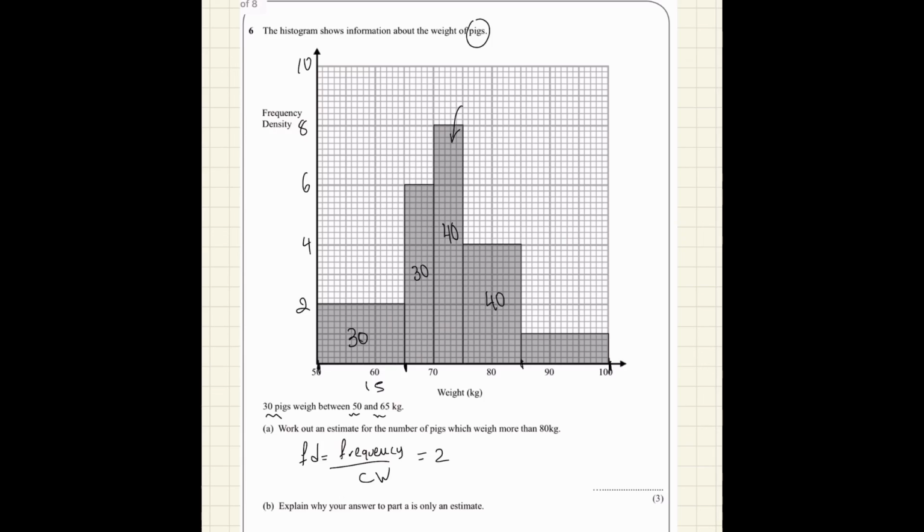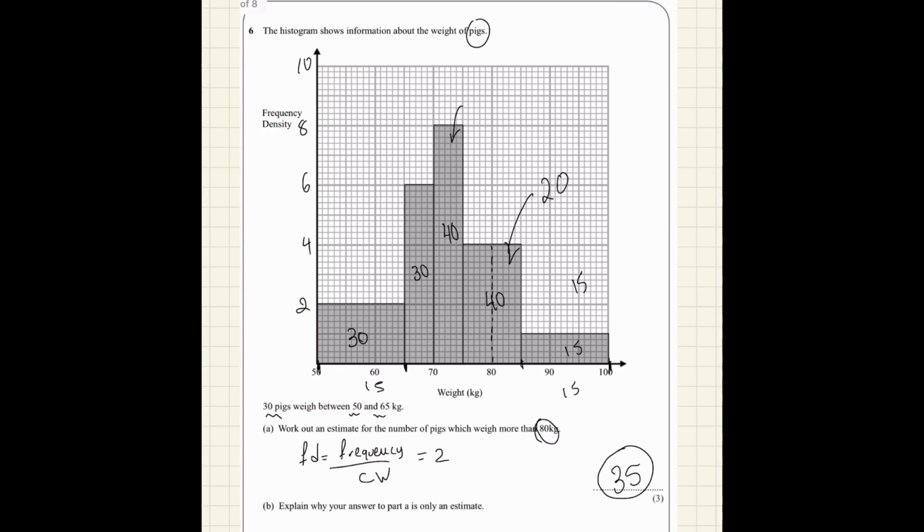And 15 times 1, so that is 15 pigs. Work out an estimate for the number of pigs which weigh more than 80 kg. So more than 80. So you want half of this, so therefore 20 plus 15. So you've got 35. This is our estimate, okay? 35.